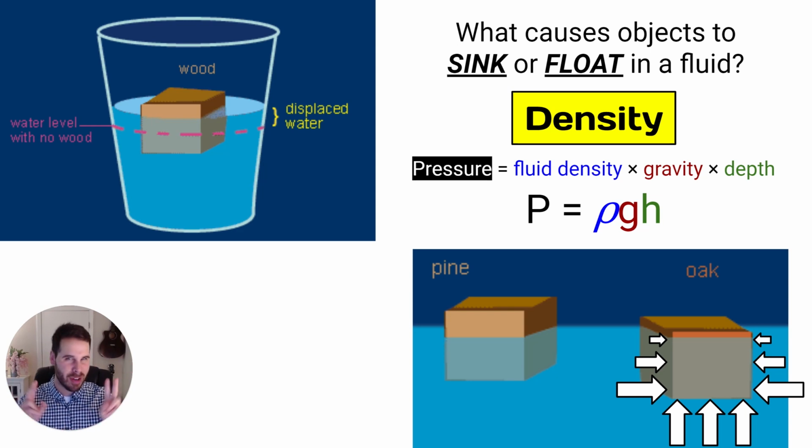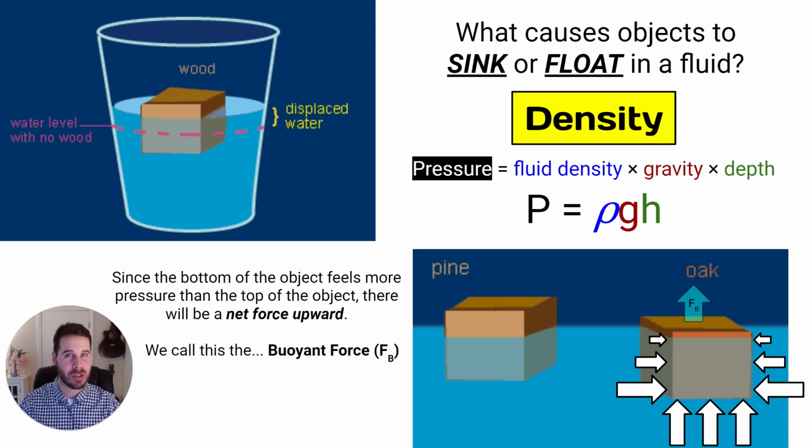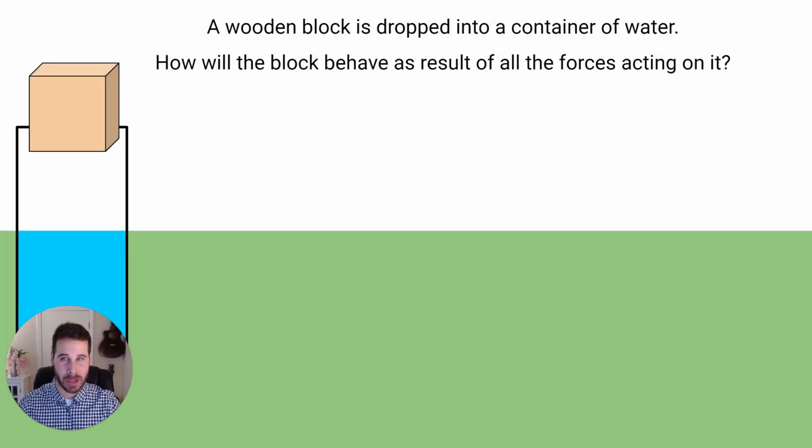You can see that with the white pressure arrows that I've added into that diagram by the oak block. So since there's more pressure on the bottom than there is on the top, since the bottom of the object feels more pressure than the top of the object does, there's going to be a net force directed upwards. We call this net force, in this case, as a result of a fluid, the buoyant force, or force of flotation, or force of buoyancy. You'll hear it in multiple different ways. I'll usually just call it the buoyant force, and it's symbolized with an F and a subscript B. So let's talk about this buoyant force and what it has to do with things floating or sinking.